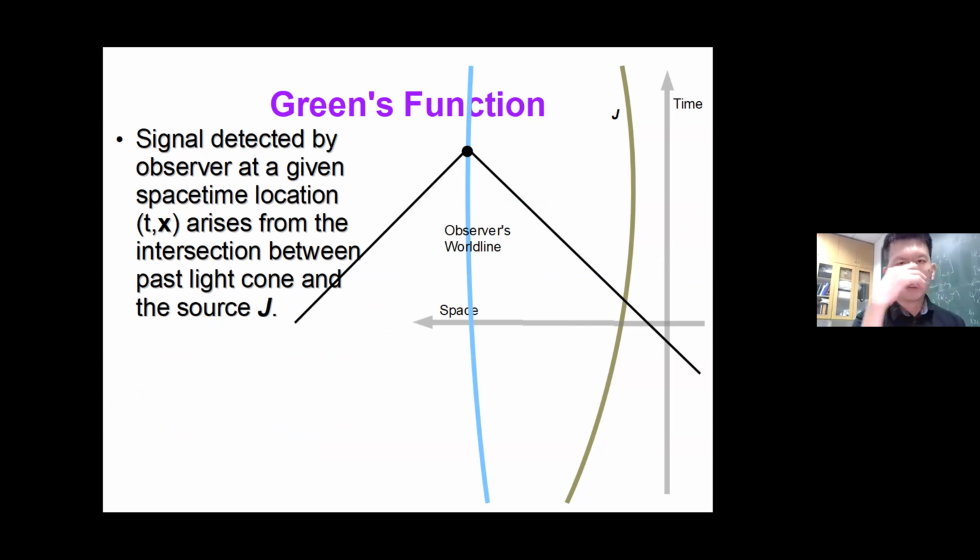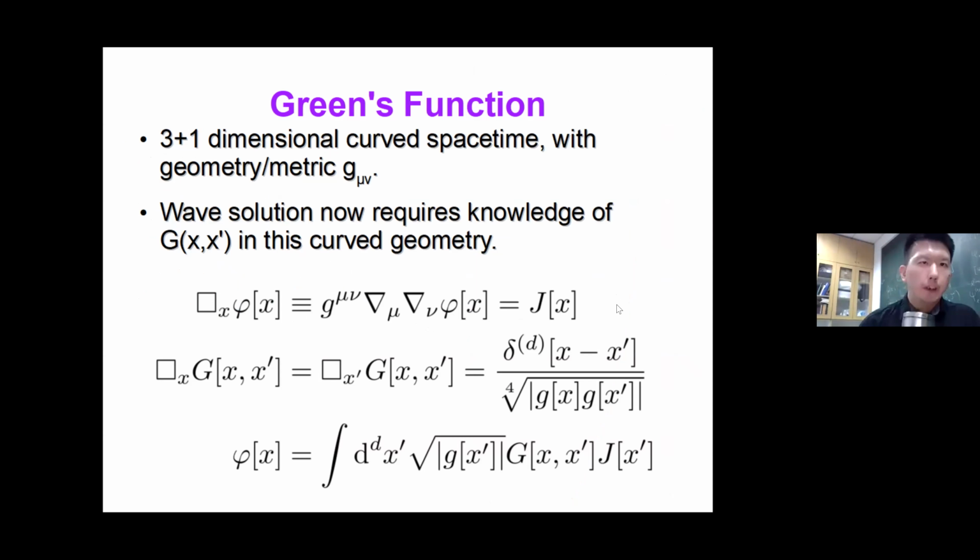If you turn it around and think about what an observer sees, the observer will itself sweep out a time-like world line, and because the signal propagates strictly on the light cone, the observer will see a signal that really comes from the intersection between their own past light cone and J, which is this little portion over here. All this is again still in flat space-time.